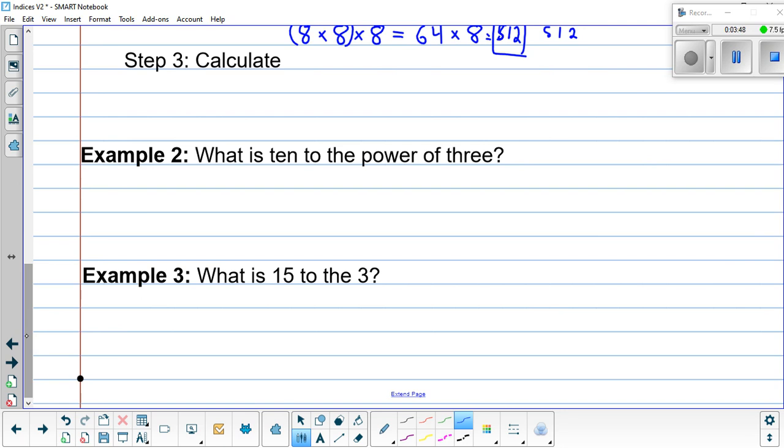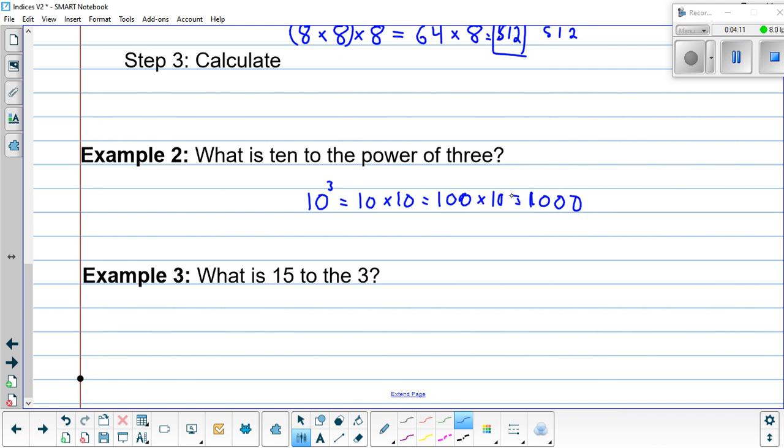Looking at the next one, we have 10 to the power of 3. So we write 10 with a little 3. And we can go 10 times 10, and I know that's 100 right there, so I'll just stop there. Then I'll do my times 10 after. You're still showing that you know what's going on, but you're making your work a little easier for yourself.